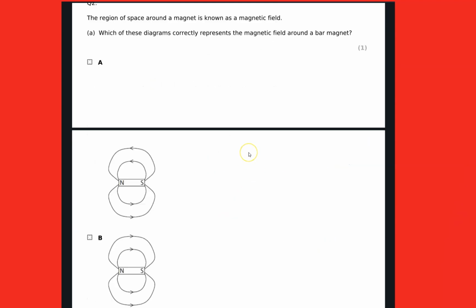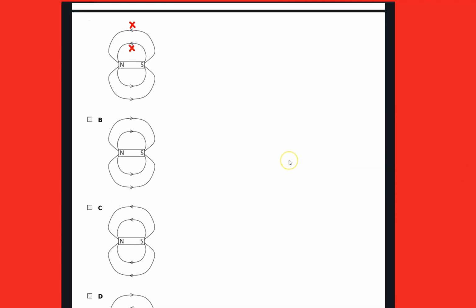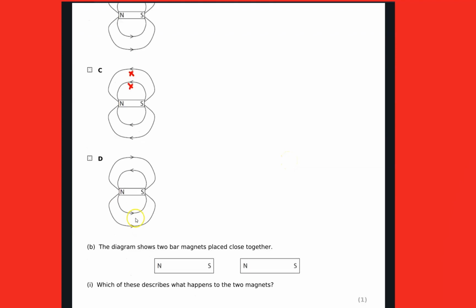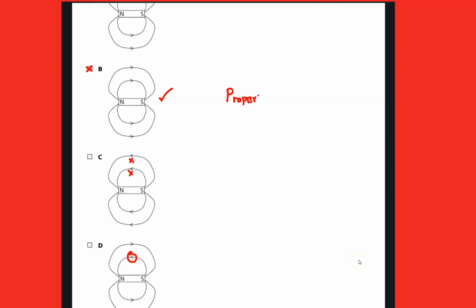We need to identify some of the mistakes in each of the diagrams here. B seems correct, so let's look at this particular point, where there is also a mistake. To get the correct answer we also need to remember some properties of magnetic fields. One property is that they point from the north to the south.